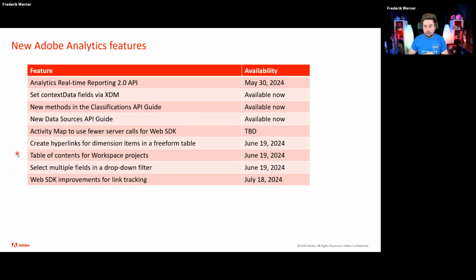So in Analysis Workspace, you can now make links clickable. If you have a URL dimension in Adobe Analytics, then you can use that to make your page name report clickable, or just the URL report as well. So that is super cool.